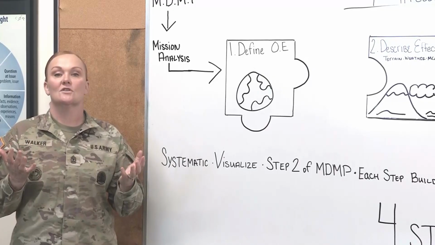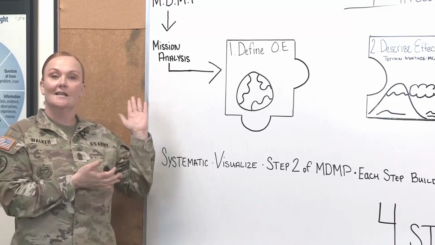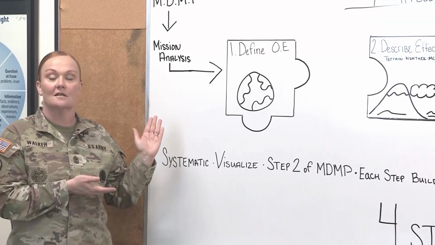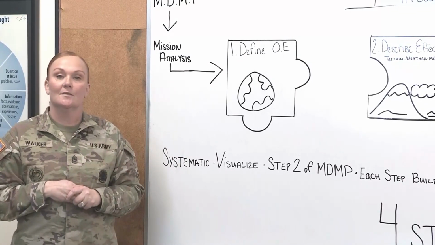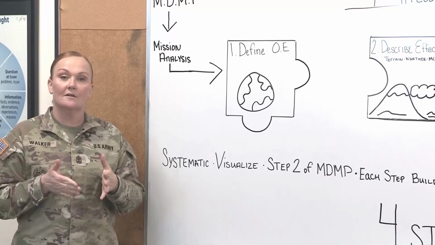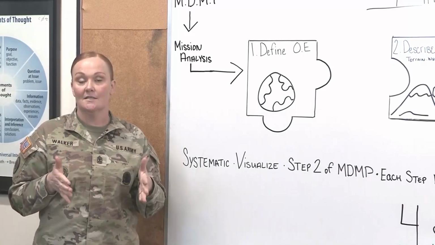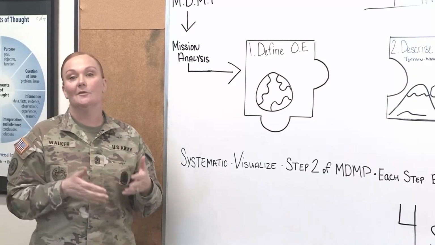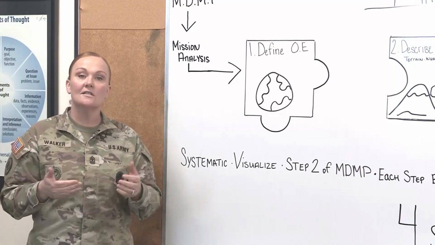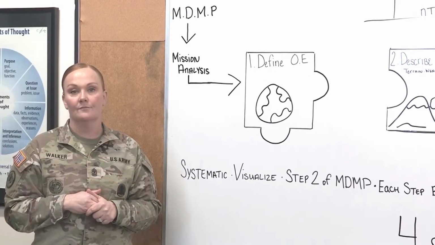So where does IPOE start? It starts at MDMP in step 2 of mission analysis. This is really where staff planners take a look at the battlefield to help visualize the battlefield across time and space. Normally, the G2 or S2 will be the lead element in this. However, all staff are incorporated into IPOE.